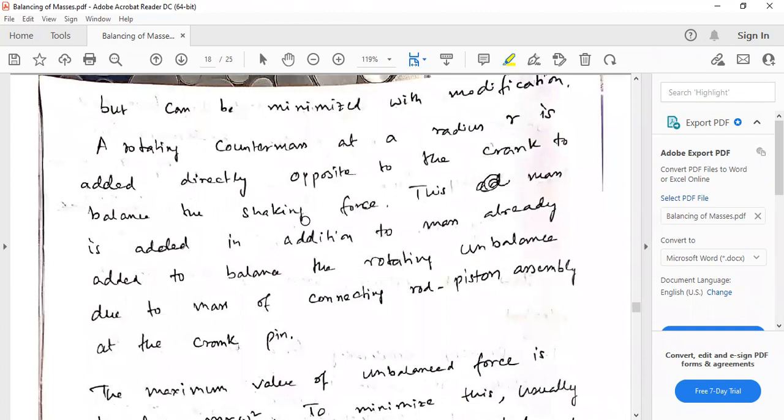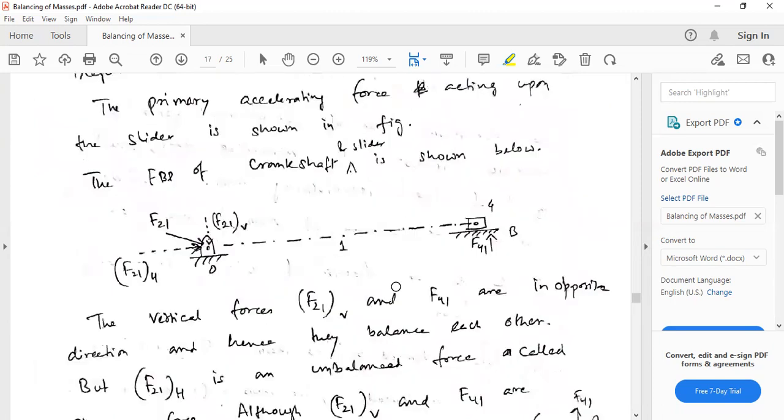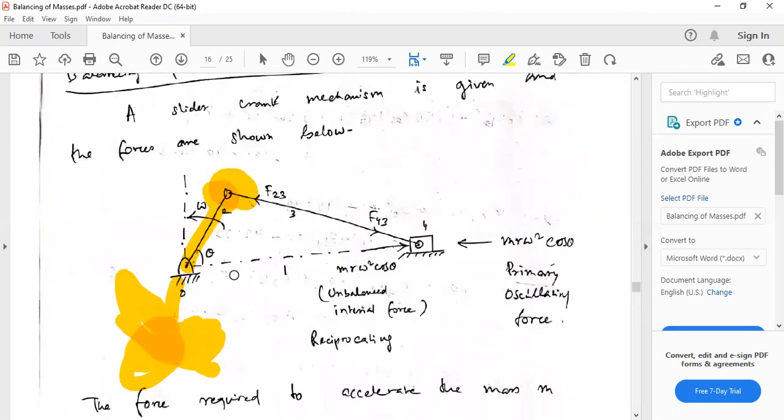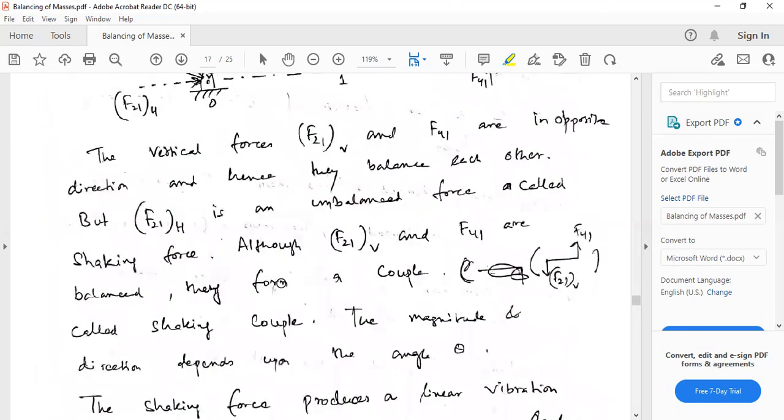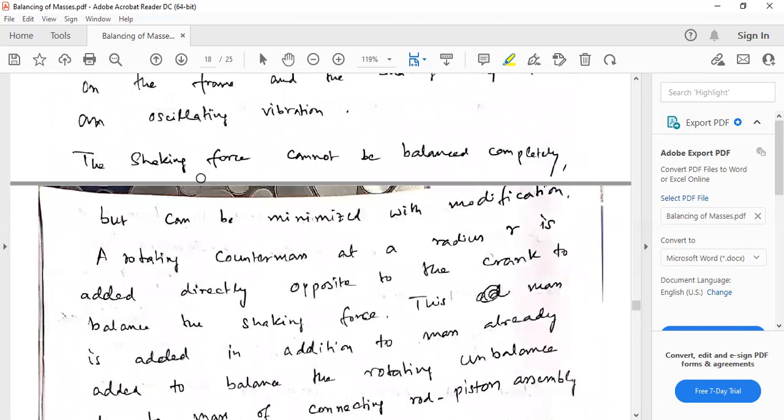See, it is written: to balance the shaking force, a rotating counter mass at the radius is added directly opposite to the crank. This mass is added in addition to the mass already added to balance the rotating unbalance due to the mass of the connecting rod piston assembly. So one mass is for rotating part balancing, and one extra mass is added for reciprocating part balancing. That is how we balance the shaking force.